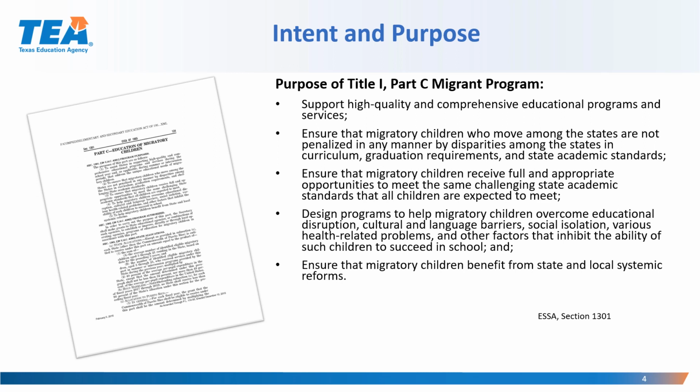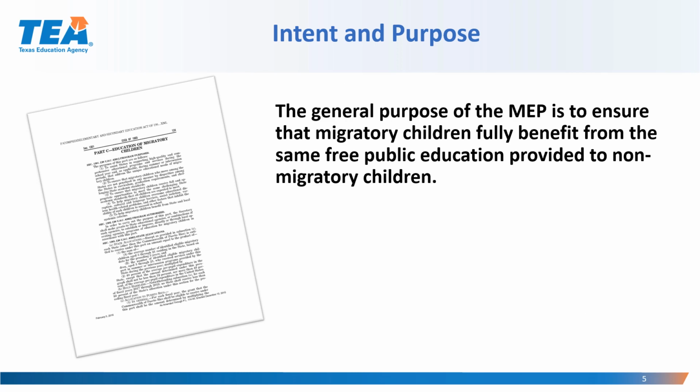Ensure that migratory children receive full and appropriate opportunities to meet the same challenging state academic standards that all children are expected to meet. To design programs to help migratory children overcome educational disruption, cultural and language barriers, social isolation, various health-related problems, and other factors that inhibit the ability of such children to succeed in school, and to ensure that migratory children benefit from state and local systemic reforms. The general purpose of the MEP is to ensure that migratory children fully benefit from the same free public education provided to non-migratory children.